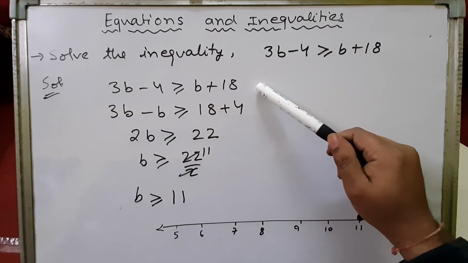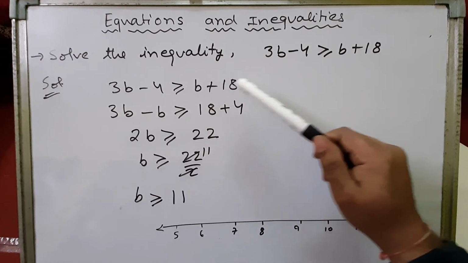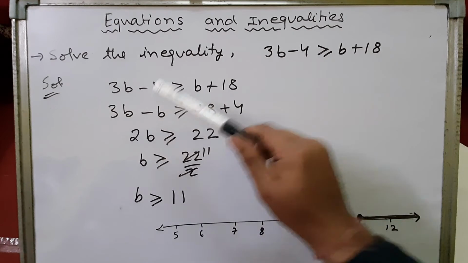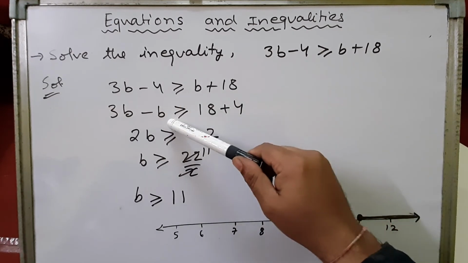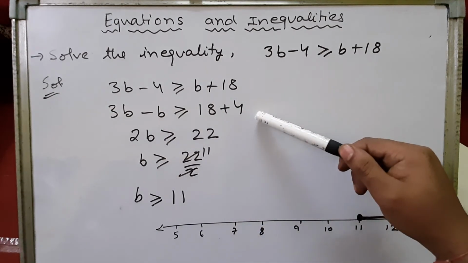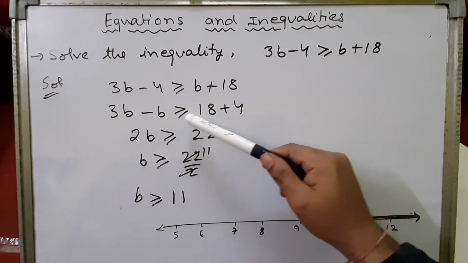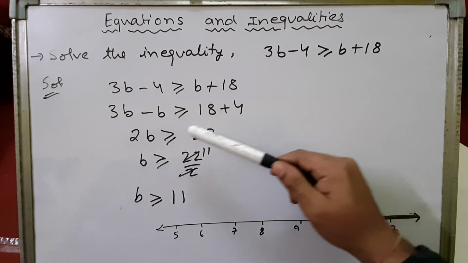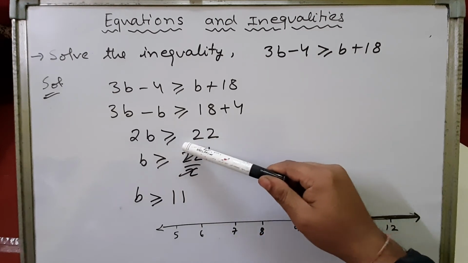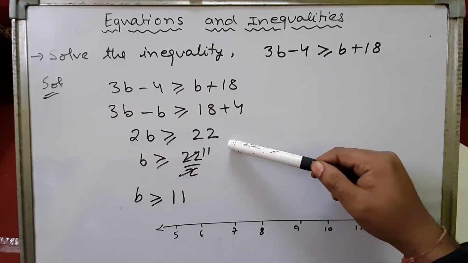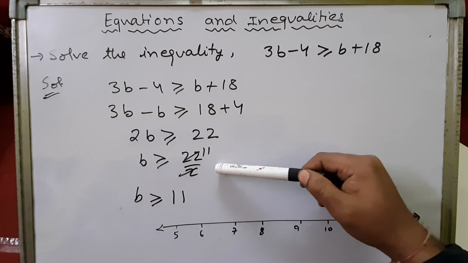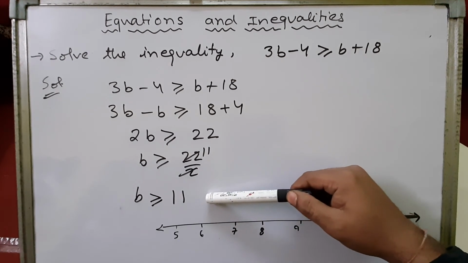So we have to solve 3b minus 4 greater than or equal to b plus 18. When we transfer plus b to that side and minus 4 to this side, plus b will become minus b, and minus 4 will become plus 4. Alright, so 3b minus b is greater than or equal to 18 plus 4. 3b minus b will be 2b, greater than or equal to 18 plus 4, which is 22. Dividing by 2 we get b is greater than or equal to 22 upon 2, which is 11. So the solution of the inequality is b is greater than or equal to 11.